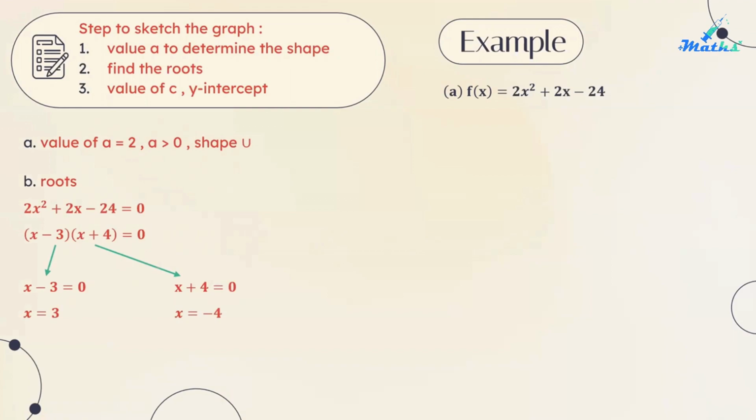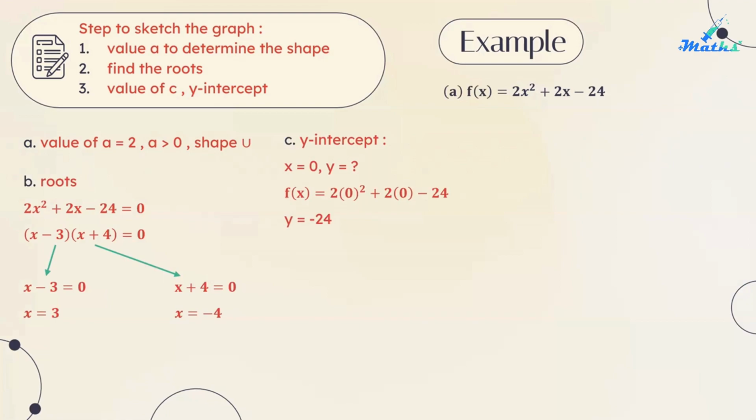Factorize it and it becomes x minus 3 equal to 0, x equal to 3. X plus 4 equal to 0, x equal to negative 4. So x will become 3 and negative 4. C, y-intercept. How to find the y-intercept? When x equal to 0, what is the answer of y? Okay, y will equal to negative 24.